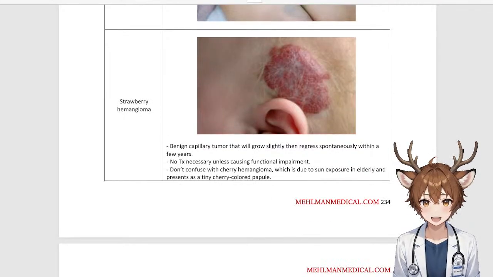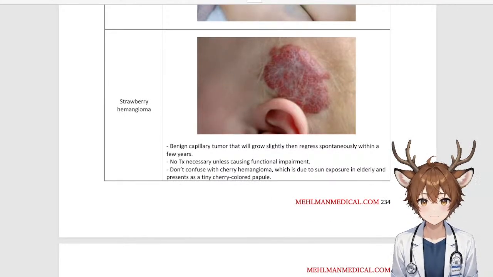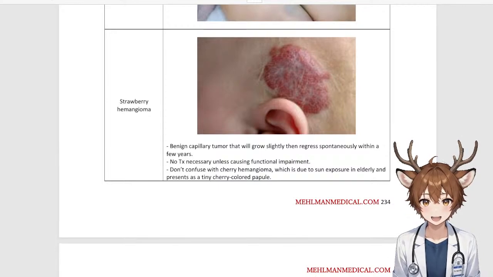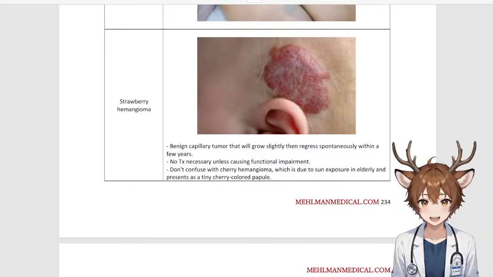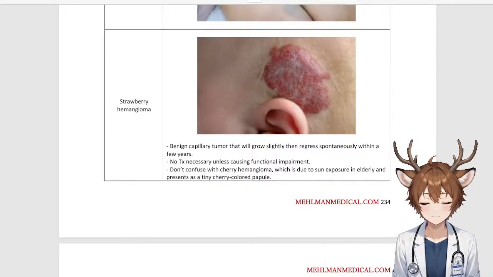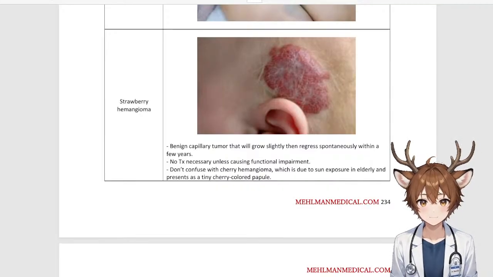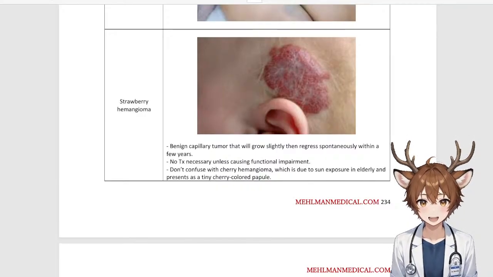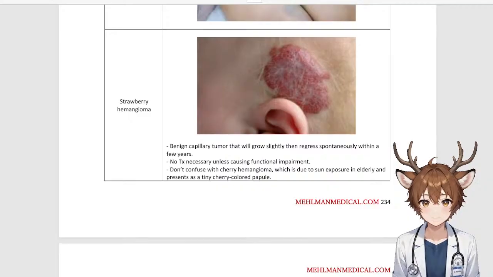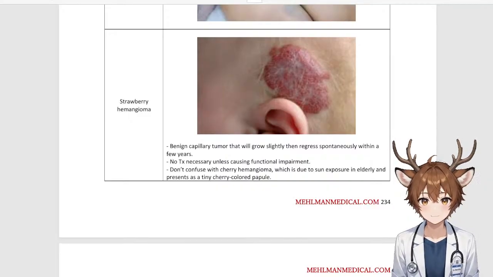Strawberry hemangioma, a benign capillary tumor that will grow slightly, then regress spontaneously within a few years. Oh, that's weird. No treatment necessary unless causing functional impairment. Don't confuse with cherry hemangioma, which is due to sun exposure in elderly and presents as a tiny cherry-colored papule.